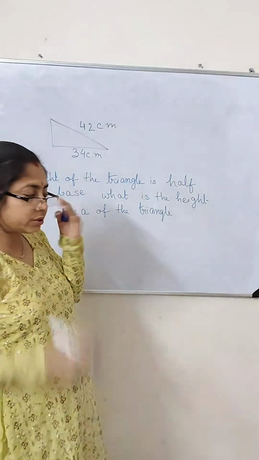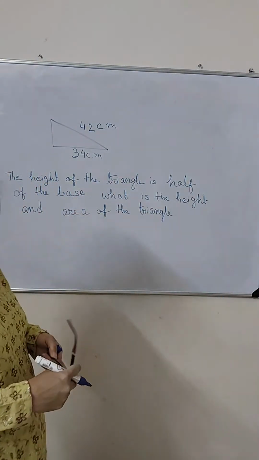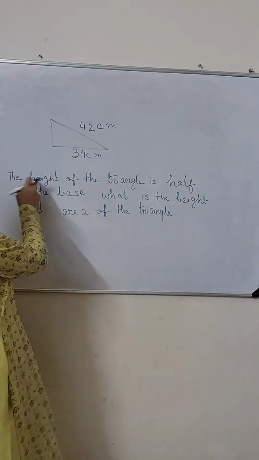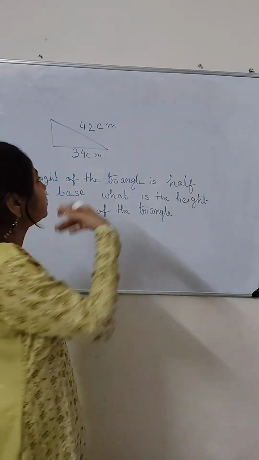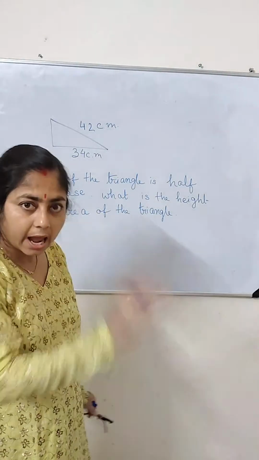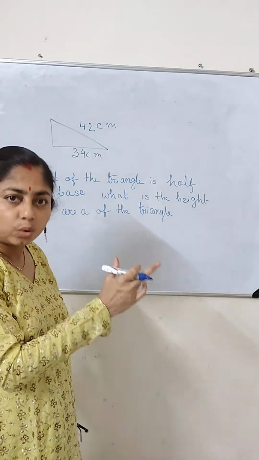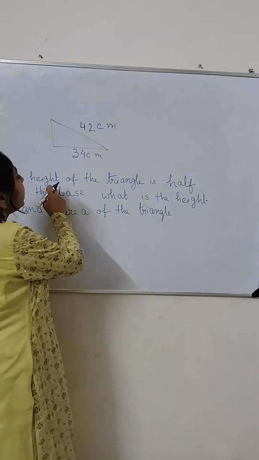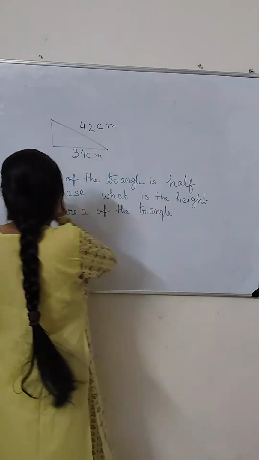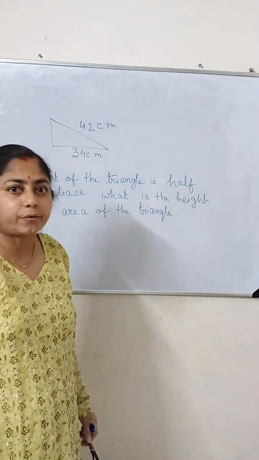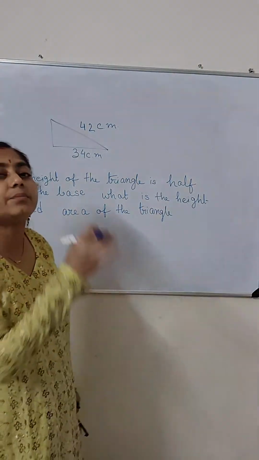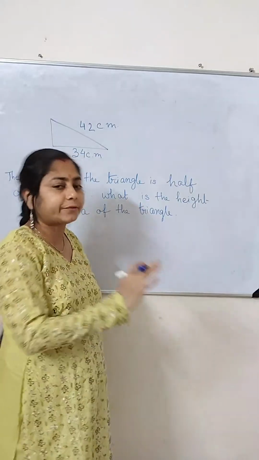First, read the questions one time. After that, you start to do. The height of the triangle. In this triangle, I give one hypotenuse and base. I do not write any height, but they give a clue for the height. Height of the triangle is half of the base. And what's our base? Our base is 34. Half of the base means base ka half is height.